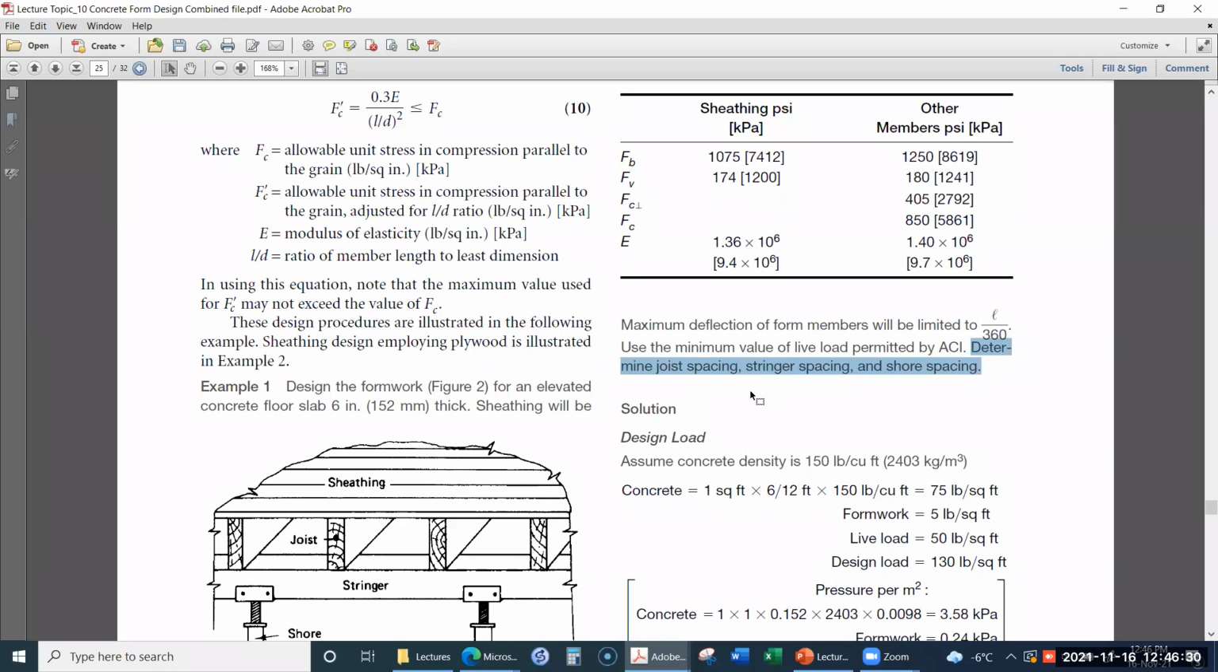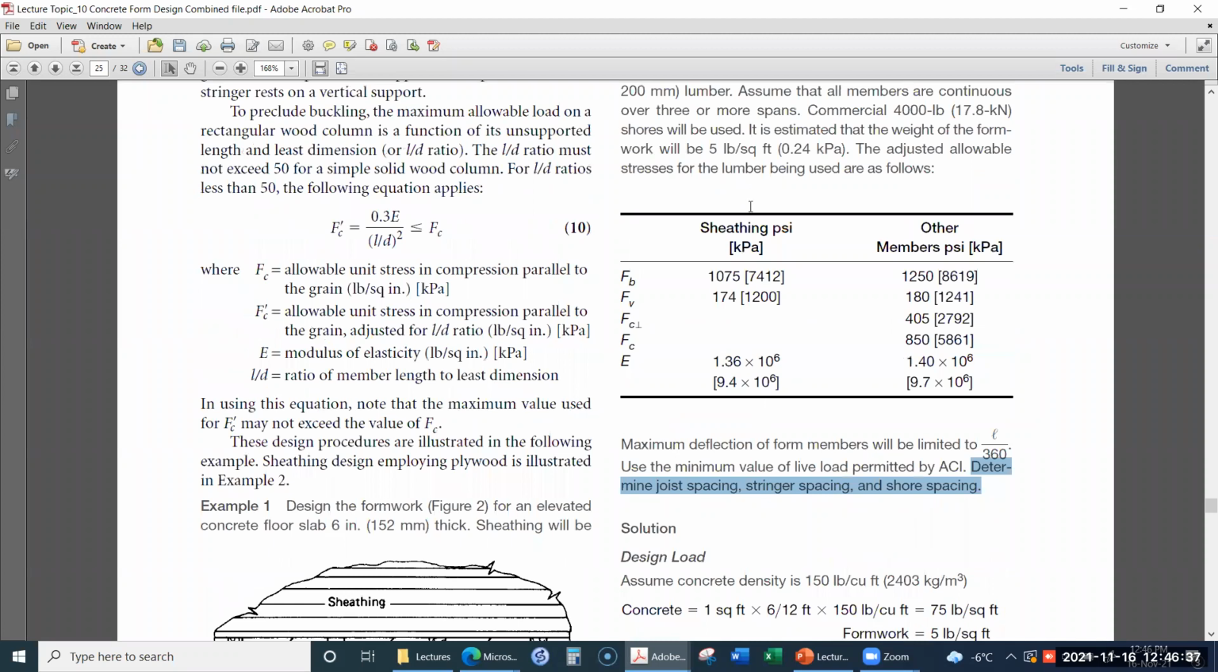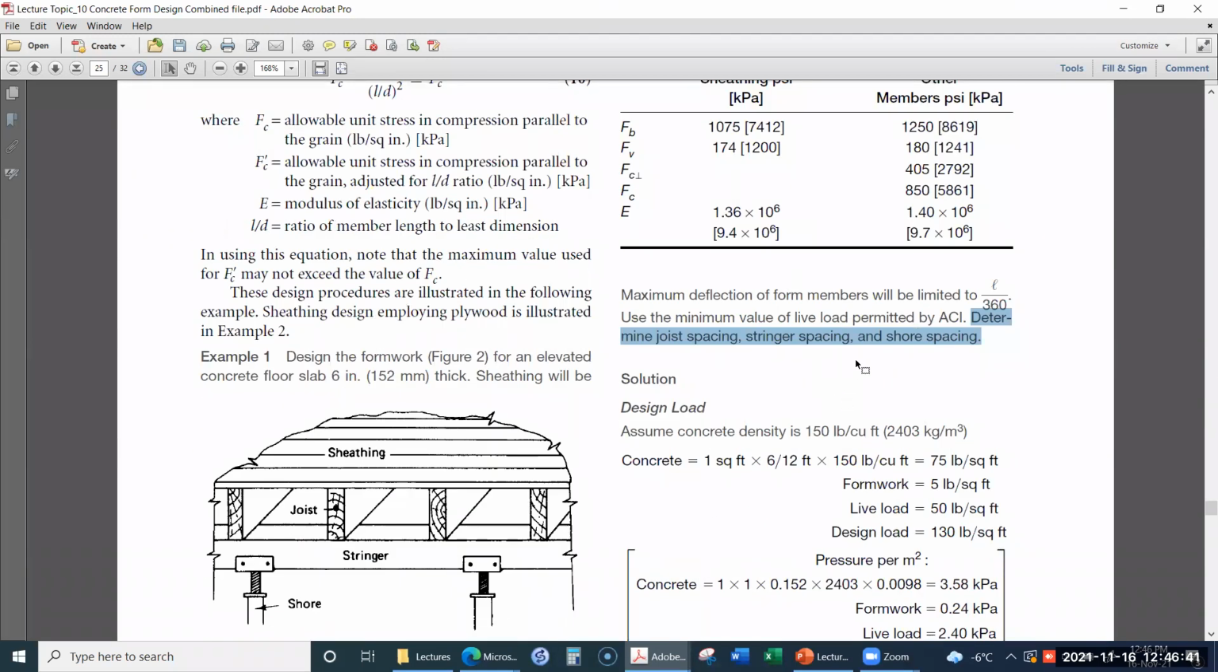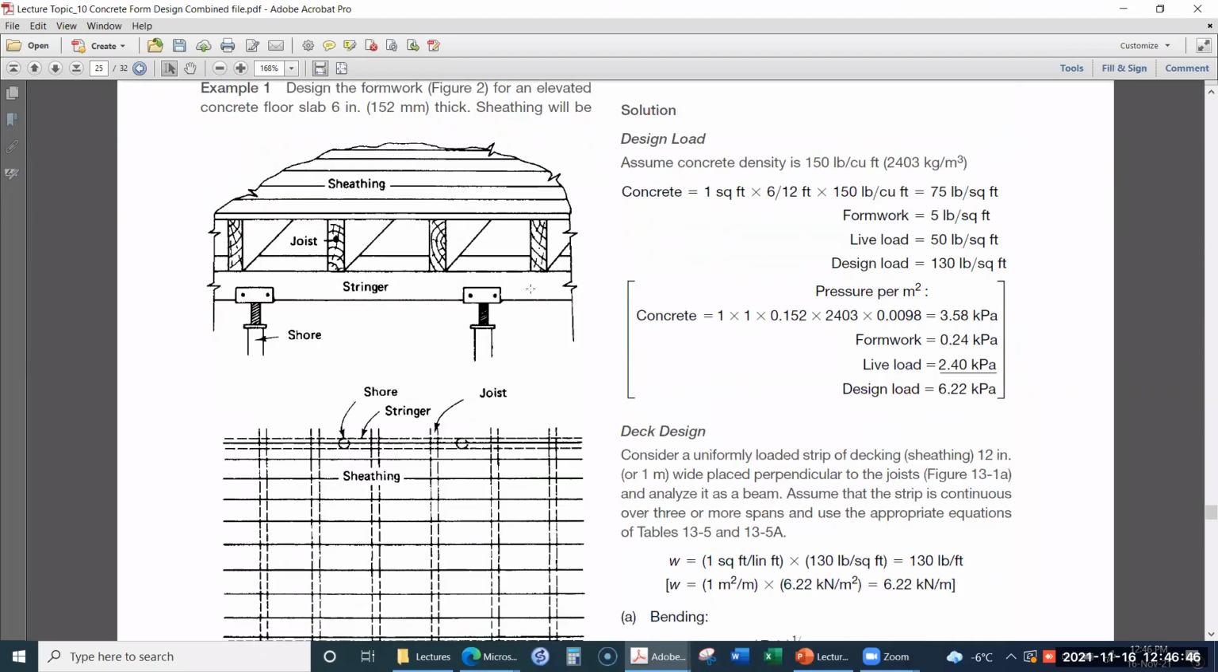So as I have just explained before, the purpose of this type of analysis, when certain sections have been given, is that we have to determine the appropriate spacing between the joists, stringers, and the shores. So here we have this type of situation. We have sheathing over here. Sheathing is supported by the joists. Joists are supported by the stringers. Stringers are supported by the shores.